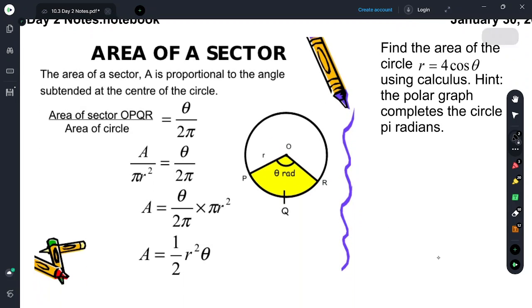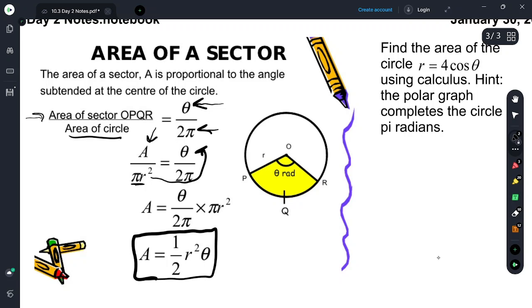Area of a sector. The area of a sector, let's say it's theta radians, over the area of a circle is 2 pi. So if we say the area of a sector is A, that's what we're looking for here, and the area of a circle is pi r squared. Now if we cross multiply, the pi's will cancel, and you have 1/2 theta r squared. So that is the area of a sector.